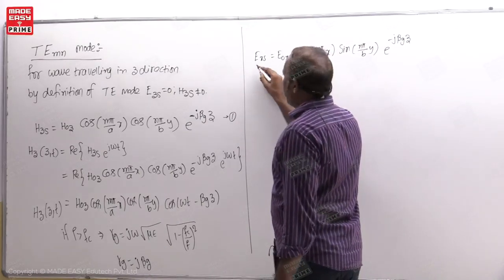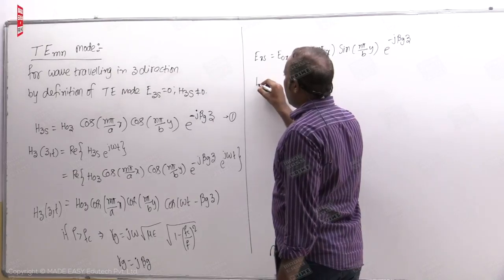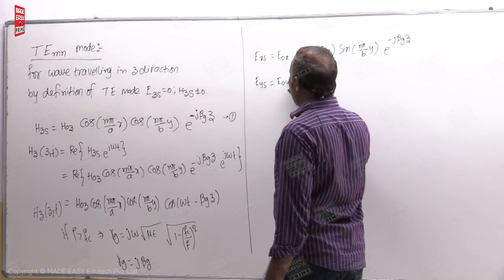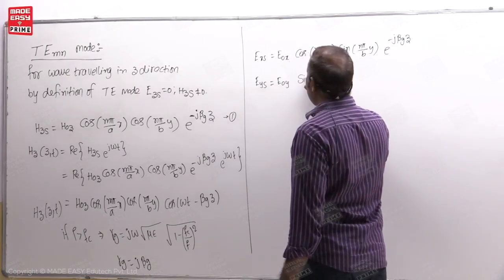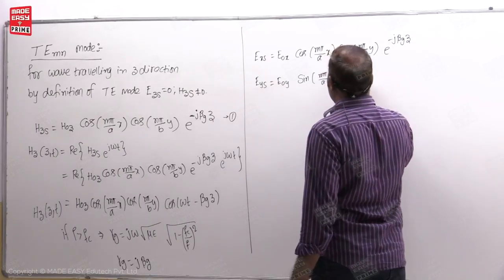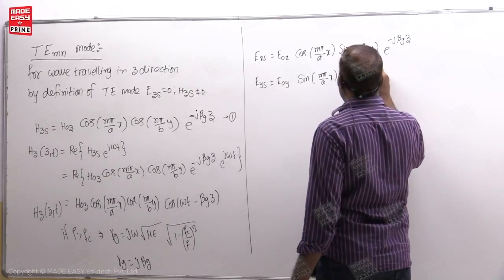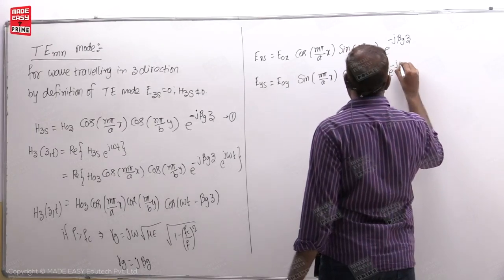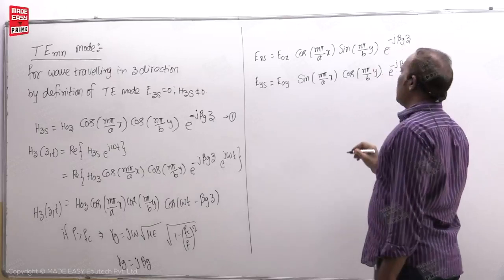Now electric field y component is equal to the initial value of electric field for y component, then sin m pi by a into x, then cos n pi by b into y, e power minus j beta g into z.